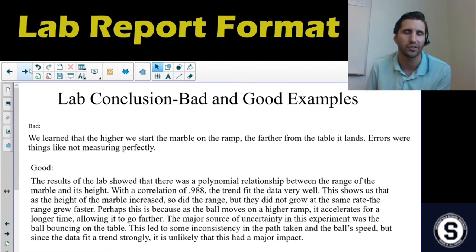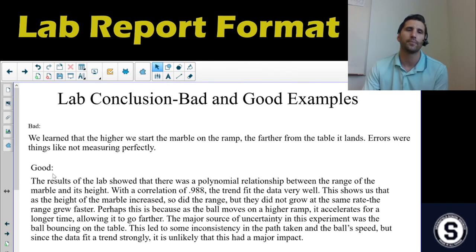It's obvious. So this is a really bad conclusion because it doesn't tell the reader anything more than they already knew. Anybody with half a brain would be able to make that statement from like second grade on. So this is not helpful. We need to get way more specific than this.